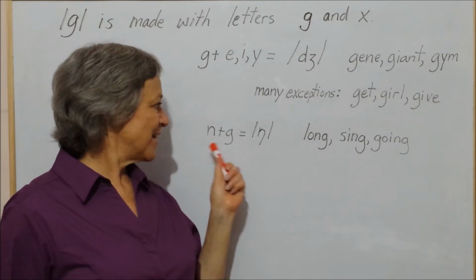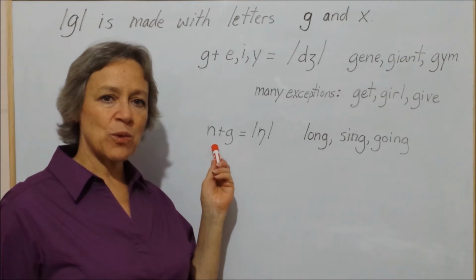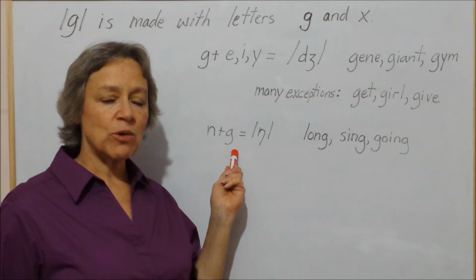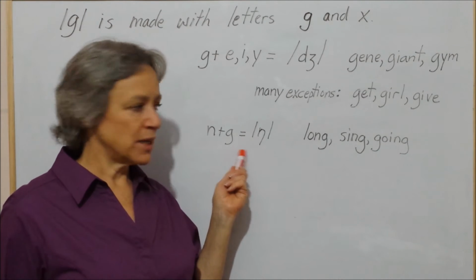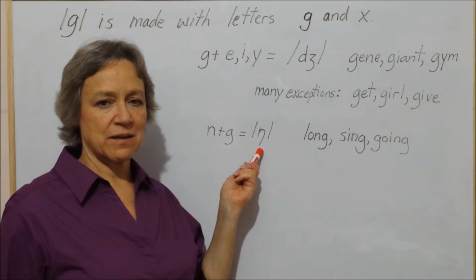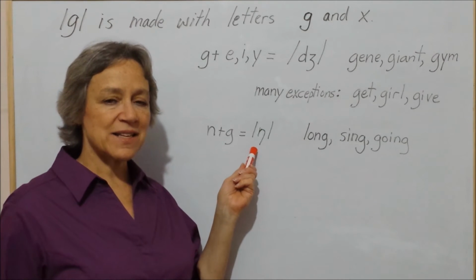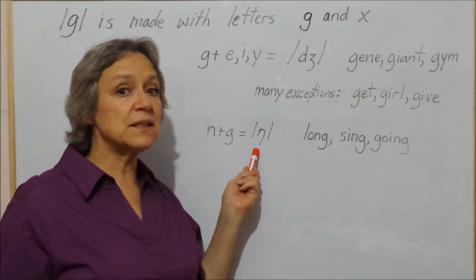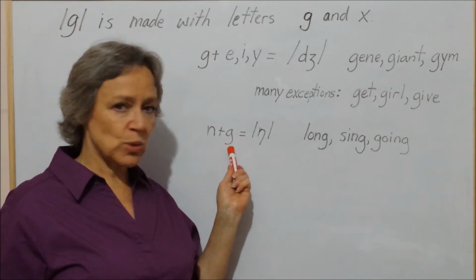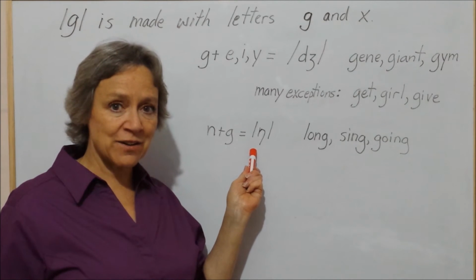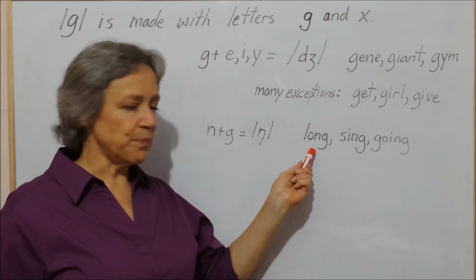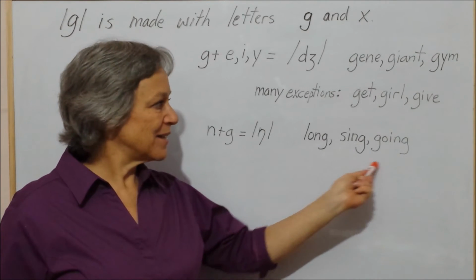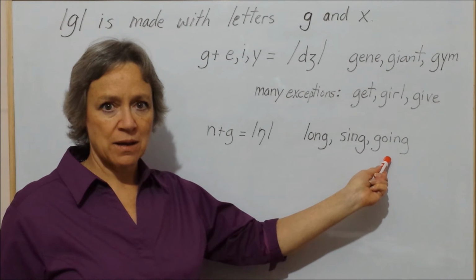Okay? Another example is when N comes before the letter G, we usually get a nasal sound, ng. Okay? This is a nasal sound. The air is coming through my nose. It's not G. This sound occurs at the end of words, such as the words long, sing, and going.